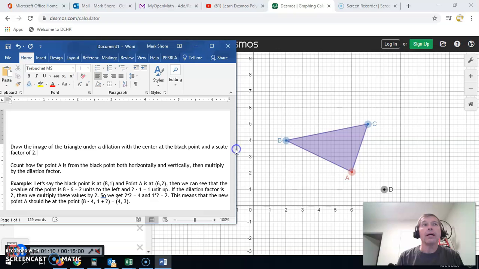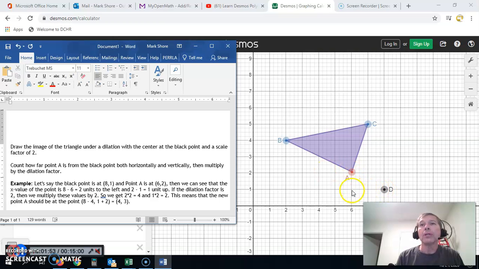So here this is worked out. You can see that the black point is at the point 8, 1 right here. The point A is at 6, 2. Then we can get how much it's moved. So 8 minus 6 is 2. That's how much it's moved along the x-axis horizontally. And 2 minus 1 is 1. It's at a height of 2, and it went down to 1. That's 1. So if the dilation factor is 2, then we multiply these values by 2. So we get 2 times 2 is 4, and 1 times 2 is 2. And that tells us how much we have to move from this point to get the new image of A.